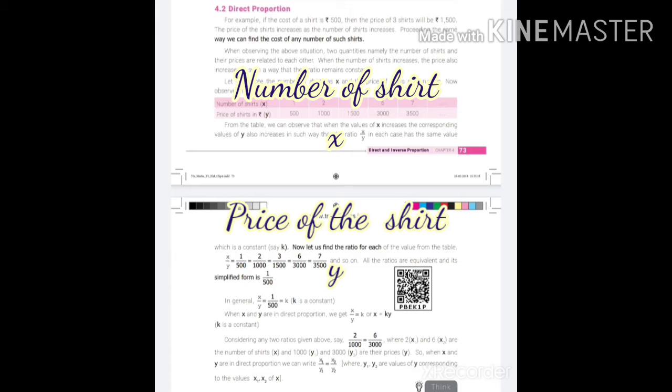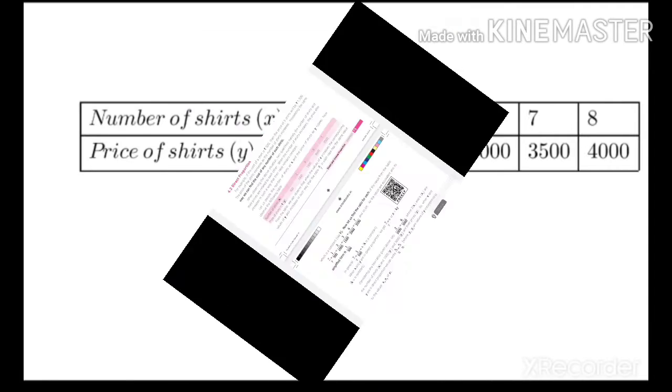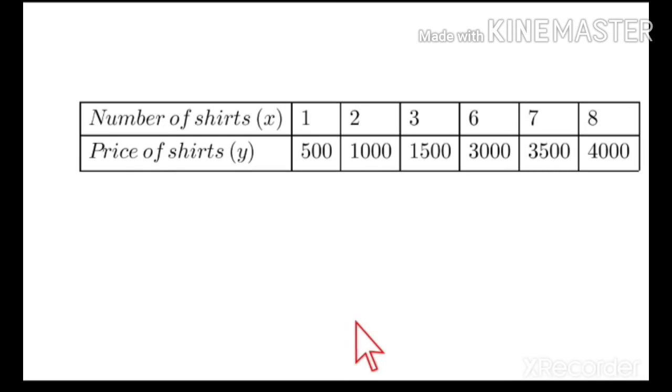Now observe the following table. See the table here. For one shirt the price is 500, for 4 shirts 2000, for 6 shirts 3000, for 7 shirts 3500, and for 8 shirts 4000. Here we can observe that when the values of X increase, the corresponding values of Y also increase.